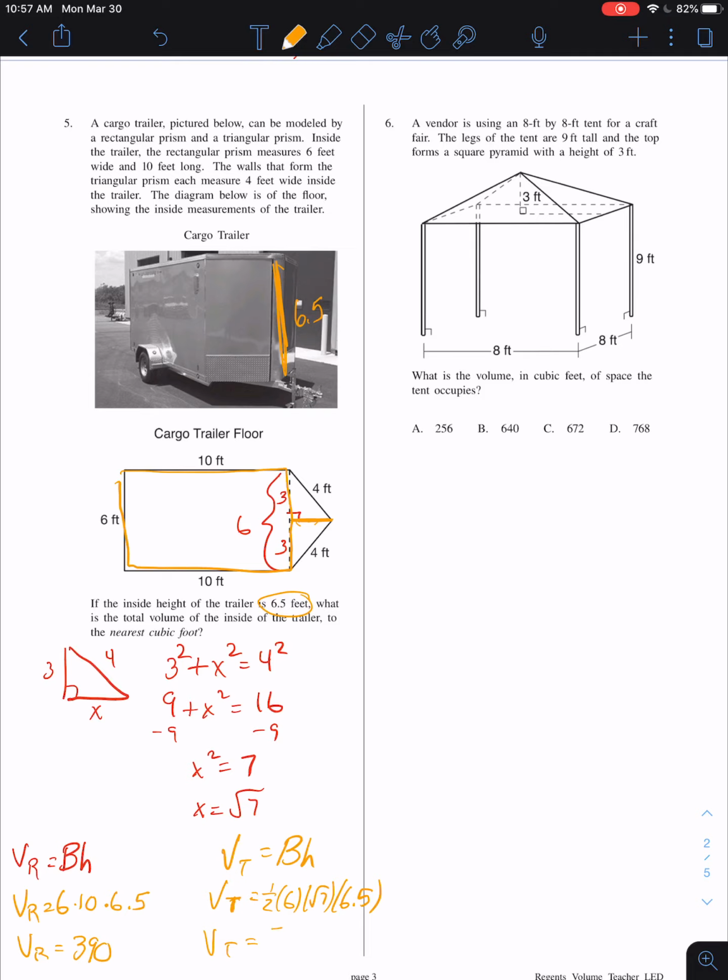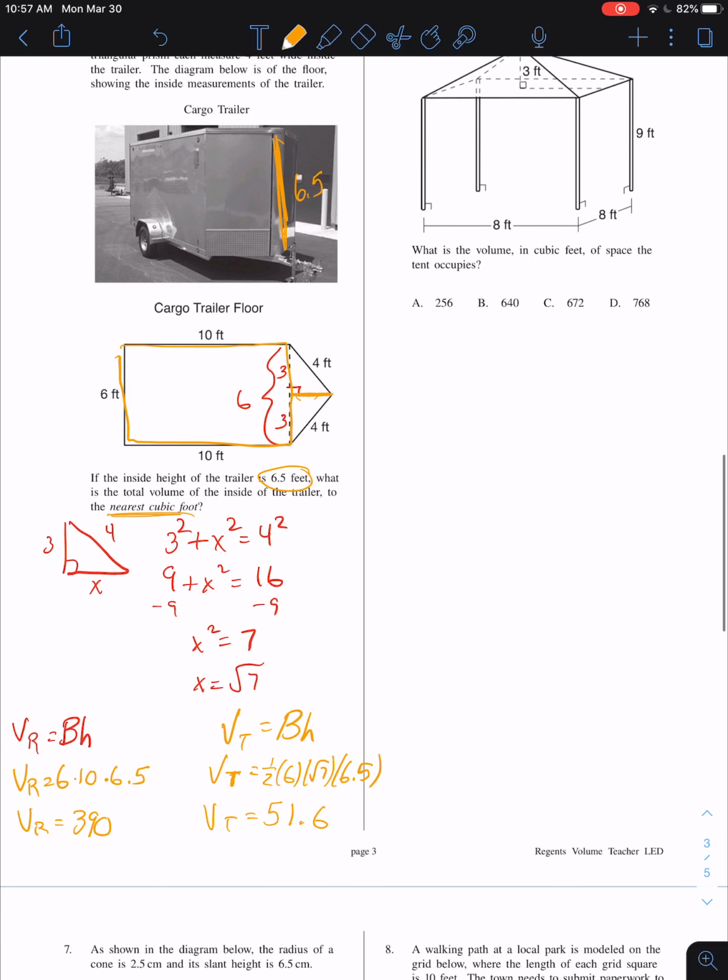So I've got a volume here of 51.6. I believe they said to the nearest cubic foot. So then when we add these, 390 plus 51.6, we're going to get 441.6, which will round to 442. And this is volume, so it's going to be feet cubed.